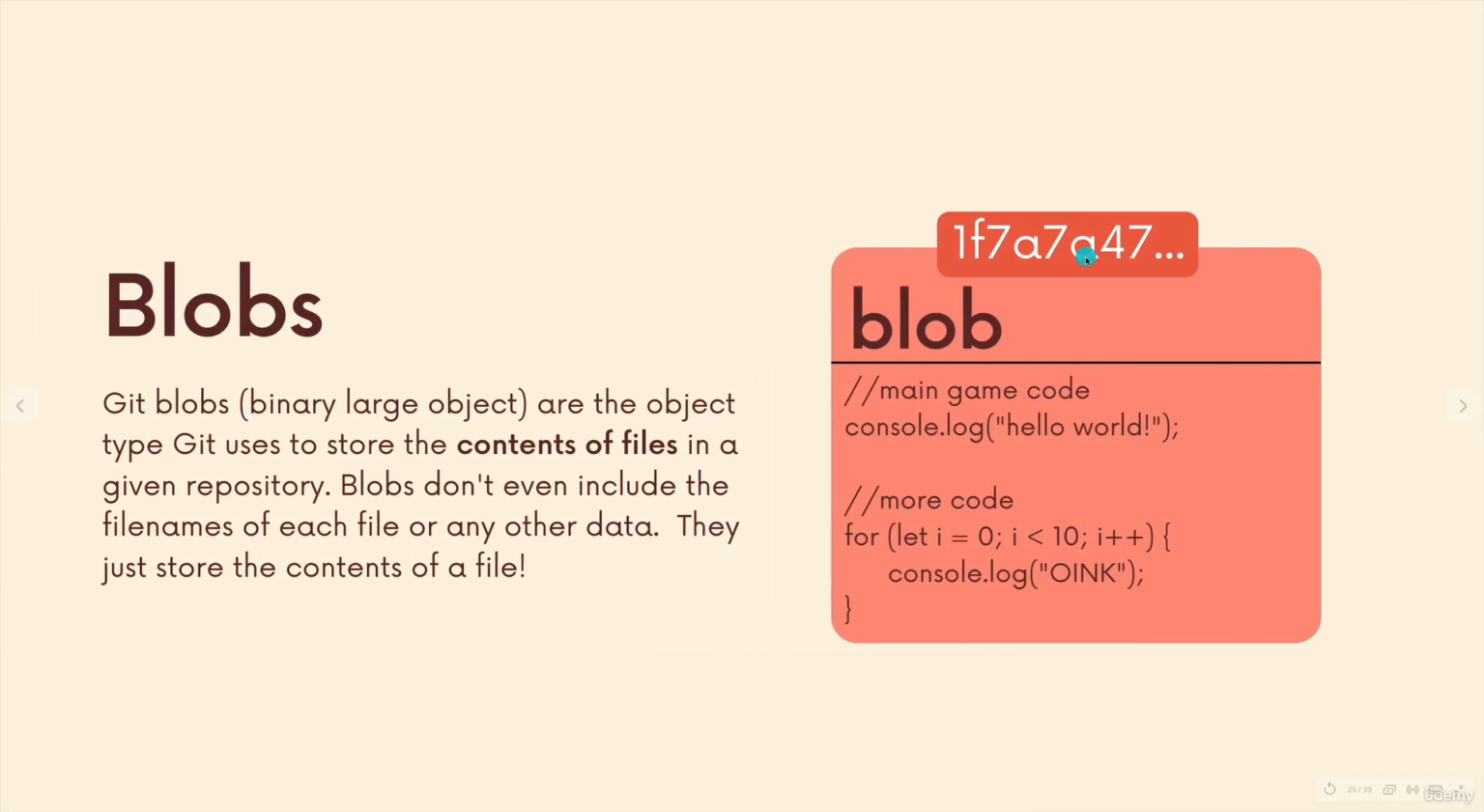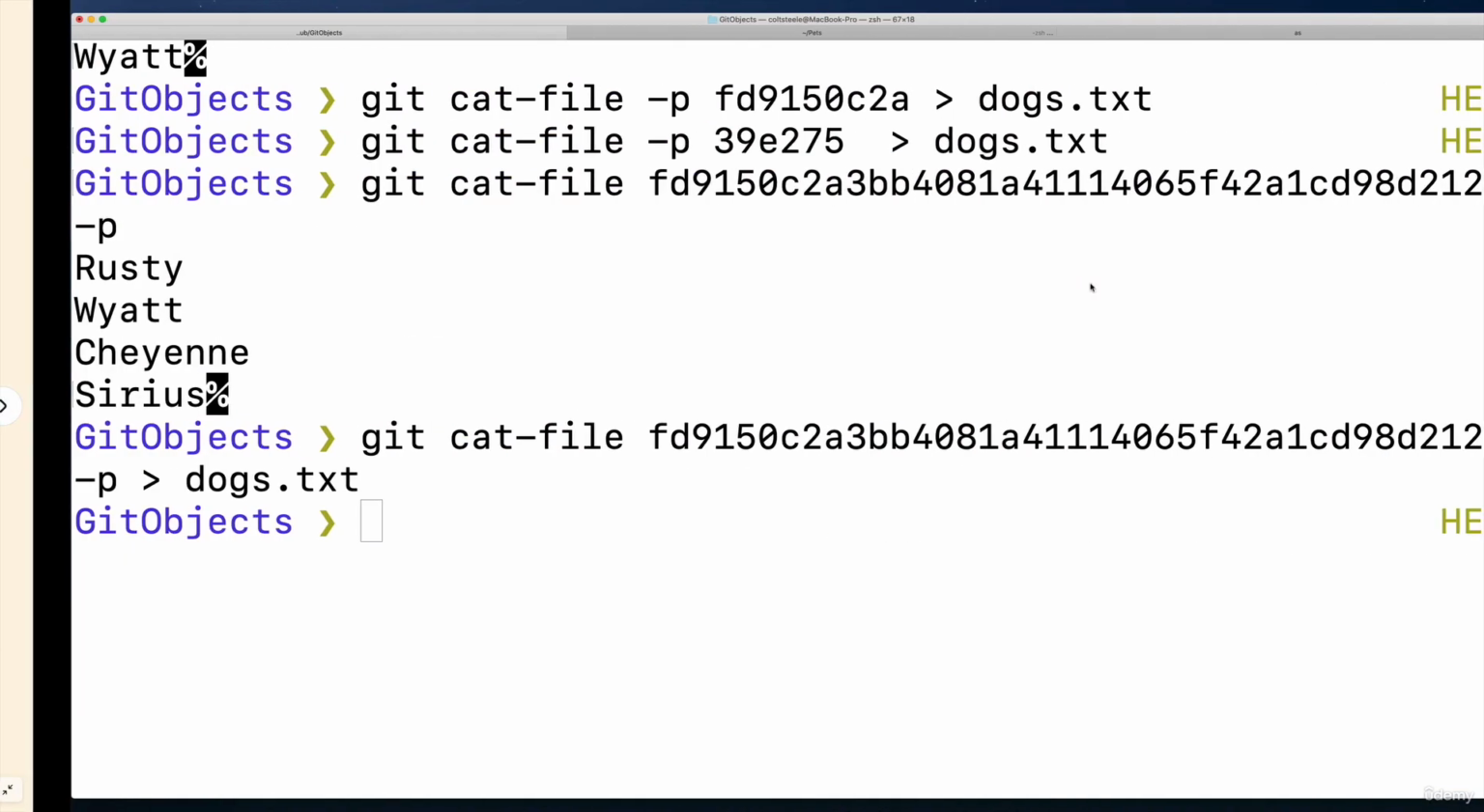Now what's interesting, as I said, is that the file name is not included. So you can visualize a blob like this. This is the content in a file, some JavaScript file. Git, of course, keeps track of a file name, and that's where trees come in. But Git stores the contents of a file separate from the name. And then each blob gets its own hash. We've already seen that. These are blobs.